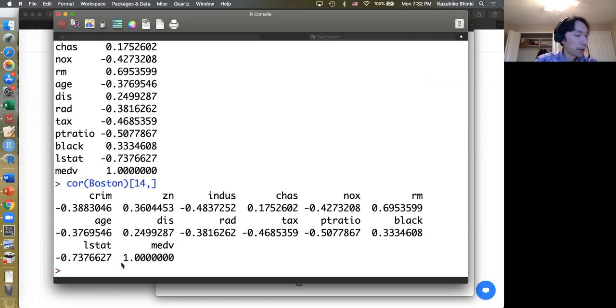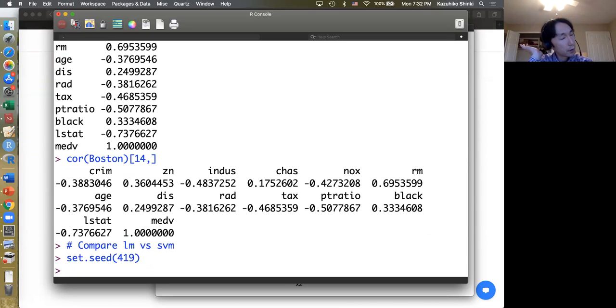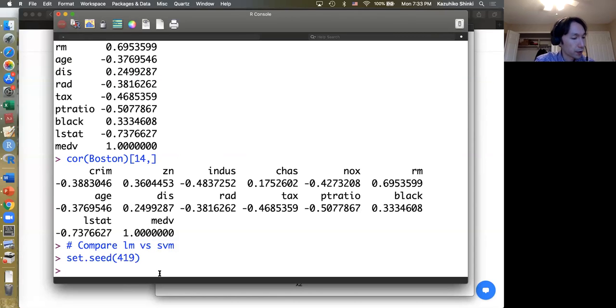We want to apply the support vector machine, and we want to compare the linear model and the support vector machine. The training error is always smaller for a more complicated model. The support vector machine is a more complicated model than a linear model, so if we calculate the training error, the support vector machine has a much smaller error. So we have to compare this with the test error, or possibly the cross-validated error.